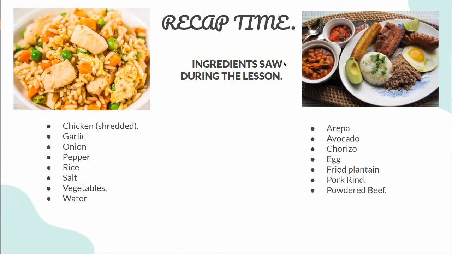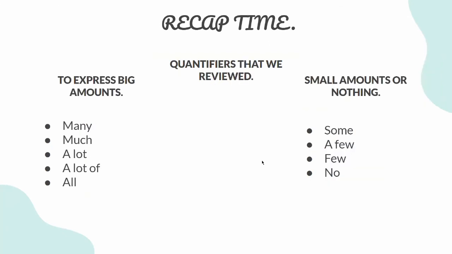But now, what about the quantifiers? So we have two groups of quantifiers. Ones are to express big amounts, and some others are to express small amounts or nothing. So for big amounts, we start with many and much. So remember, guys, that we use many for countable things like oranges. 1 orange, 2 oranges, 3 oranges. So we can say many for that. And much is for uncountable things like water, like much water. You cannot say one water, two waters. No. So much is for uncountable. We have many, we have much, a lot of, or all. And for small amounts or nothing, we have some, a few, or no, in case you want to express that there is nothing of something.